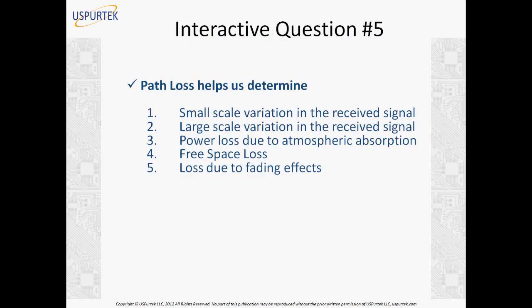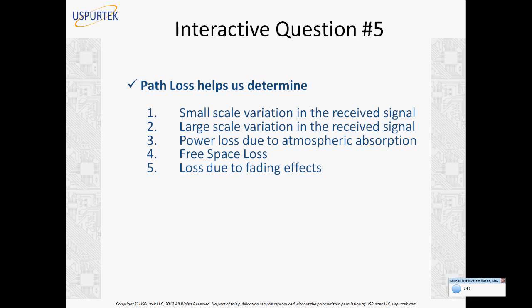Okay. Let's pause for a while and try to answer this question. Path loss helps us determine what? Small scale variation in the received signal, large scale variation in the received signal, power loss due to atmospheric absorption, free space loss, or loss due to fading effects.